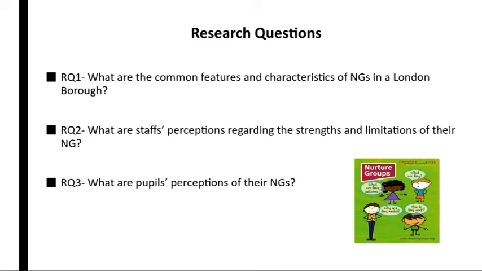So yeah, then I got onto these research questions. My first research question was, what are the common features and characteristics of nurture groups in the London Borough? The second one was, what are staff's perceptions regarding the strengths and limitations of their nurture group? And the third one, because nurture groups are an intervention specifically designed for pupils with SEMH needs, I thought it was really appropriate to involve pupils within the research and to gain their voice. The third question is, what are pupils' perceptions of their nurture group?